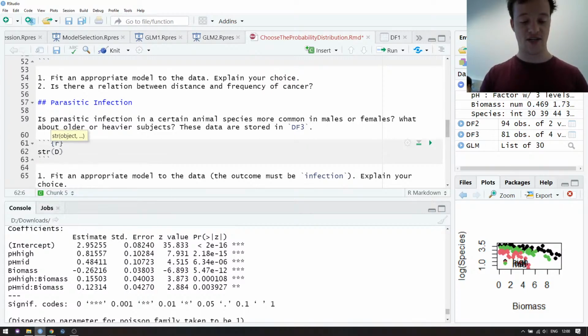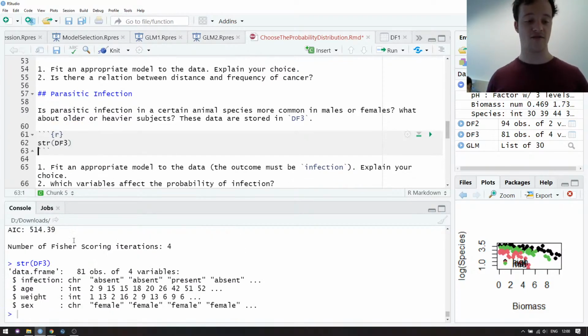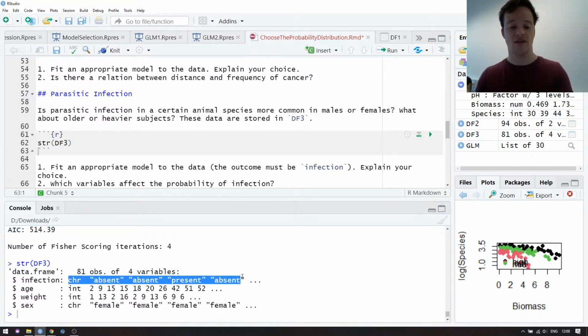The first thing is to check the quality of your data. Has it been read correctly into R? So, structure of DF3. We have infection. No, this one's not read correctly in R. It is read as a character, which caused a lot of frustration. And age is an integer. Weight is an integer. Well, apparently it was rounded in this data set. And sex is also a character. We want it to be a factor. We want R to know this is not just some text, but this text has meaning. It belongs to certain classes.